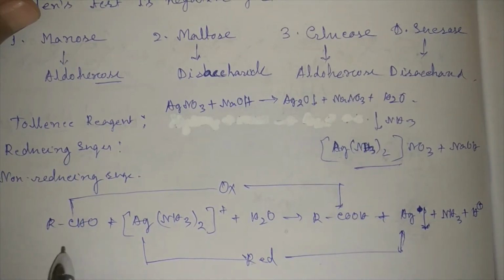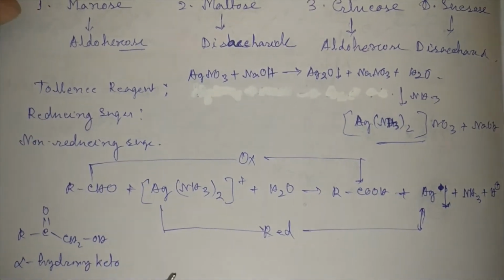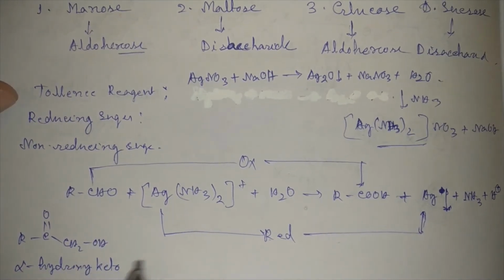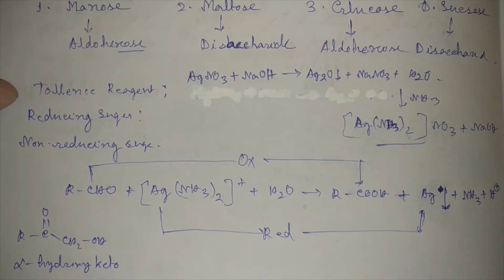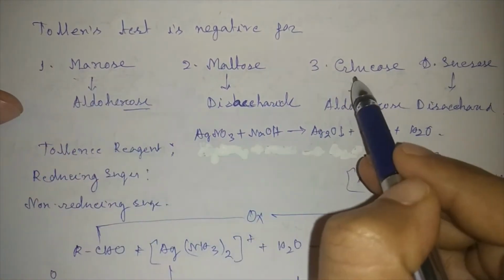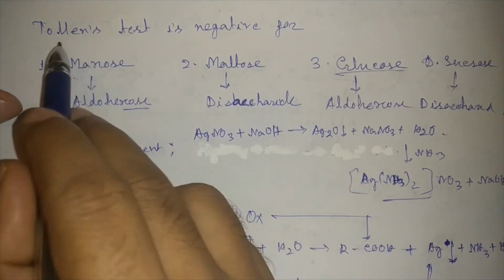Now if a compound contains this aldehyde group, that is the formyl group, or if a compound contains this group, that is alpha hydroxy keto, then it will reduce the Tollens reagent into silver and it will get oxidized itself. So these compounds are reducing compounds. Now all the aldohexoses will have the aldehyde group, so all the monosaccharides which have free aldehyde group will be reducing sugar. Now between mannose and glucose, these are aldohexoses and these are monosaccharides, so these two will be reducing sugar. So Tollens test is positive for these two.